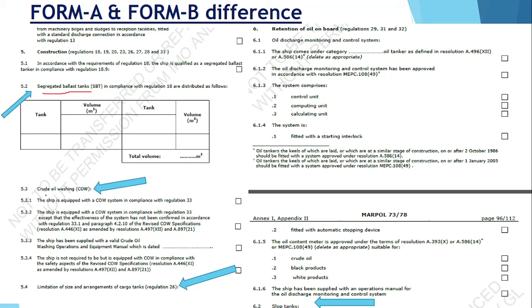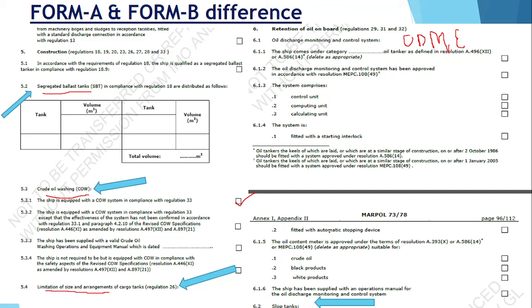If your ship is for crude oil washing, then where it is provided, whether you are doing crude oil washing or not, then you have to tick here. Then what is the tank limitation, meaning what is the size of the tank limitation arrangement you have. After that, how much oil retaining you are doing. This is talking about ODME, right? So this is talking about ODME. Okay, here, after that, we are talking about the slop tank. So you can see in an oil tanker, you need to talk about SBT, COW, tank size limitation arrangement, ODME, and after that, the slop tank. So these things you need to mention.